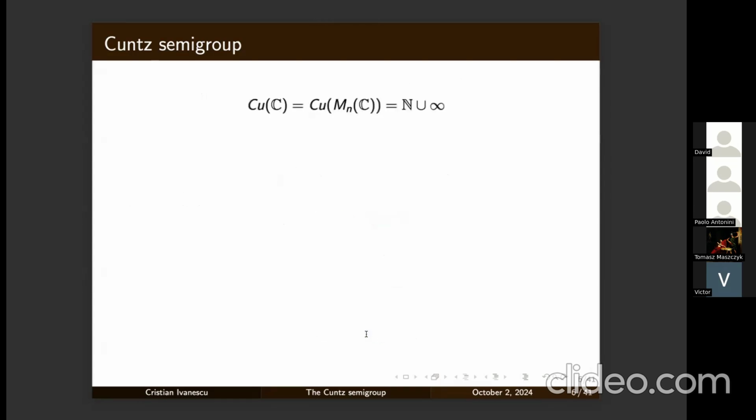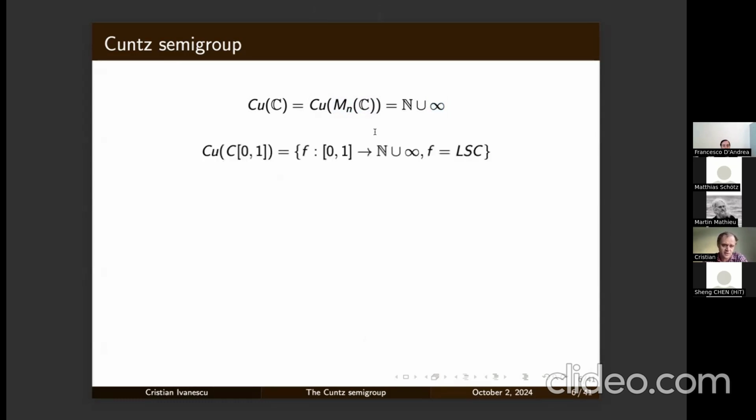So first of all, let's look at some calculations, and I'm going to explain the significance of our closure using these calculations. The first calculation is Cuntz of C. So you start with the algebra C. Now, because of the stabilization, this will be the same thing as Cuntz of Mn of C, of course. And the result is that this is the natural numbers union with infinity. The fact that infinity has to be there is important. If you think about the classical Cuntz semigroup, you will not get the infinity there.